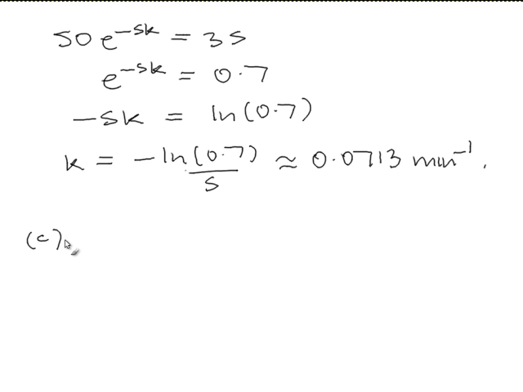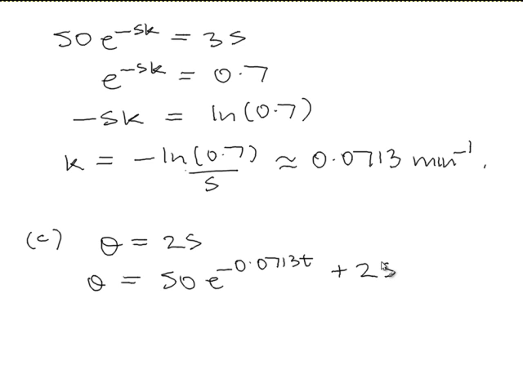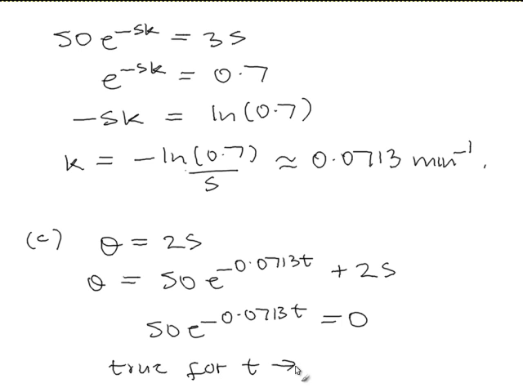We're asked to explain why the model breaks down when trying to calculate the time the object would take to reach 25 degrees C. The problem is that mathematically, if you put theta equals 25 into the equation, θ equals 50 e to the minus 0.0713t plus 25, then that gives you that 50 e to the minus 0.0713t is equal to 0. And that's only true for t tending to infinity.